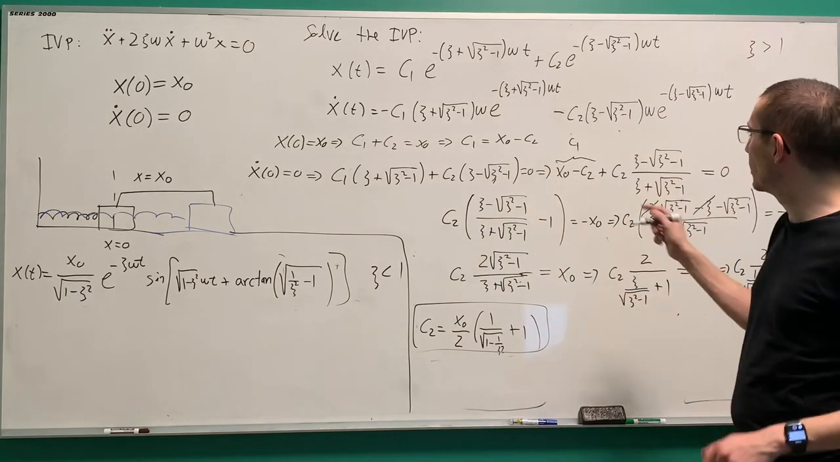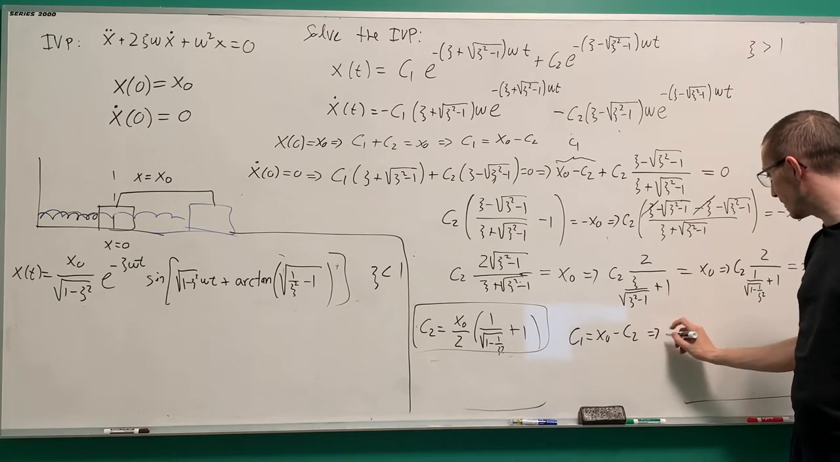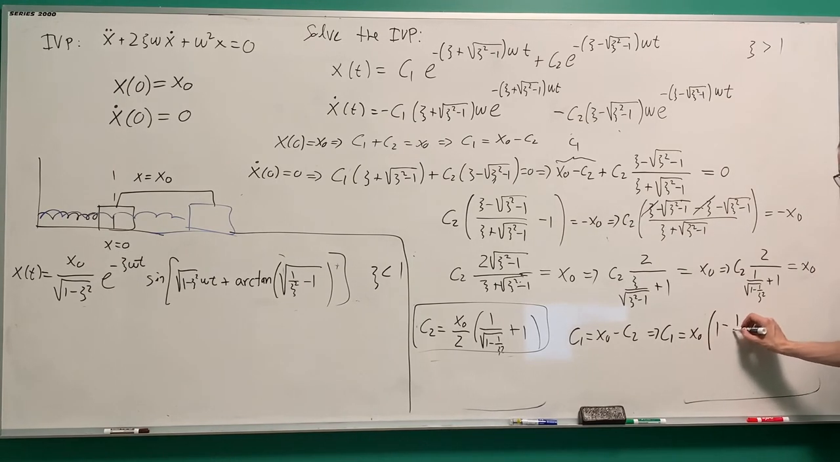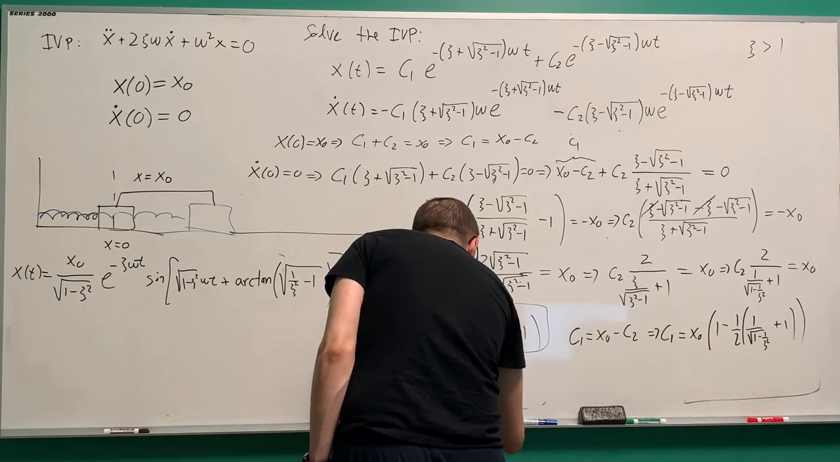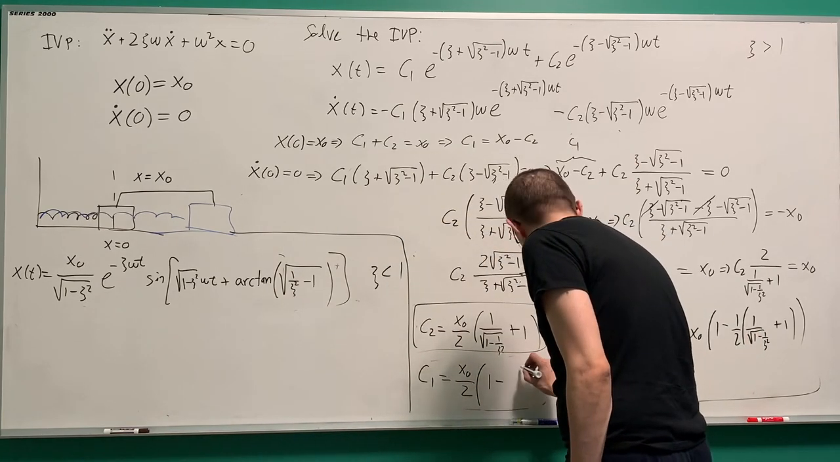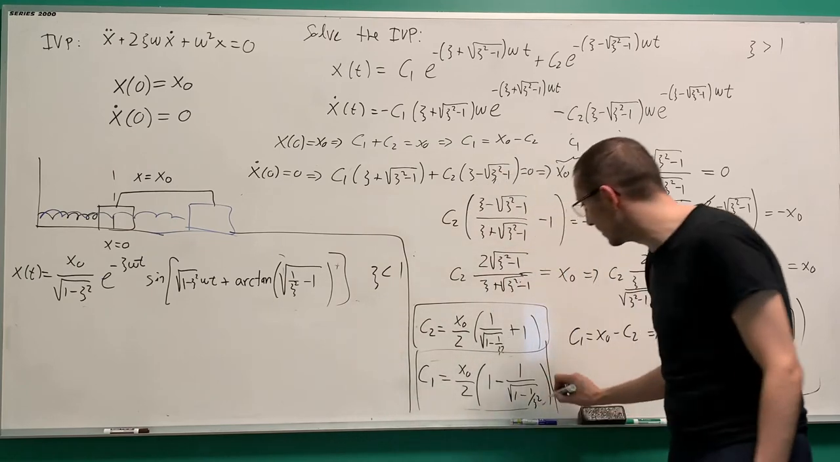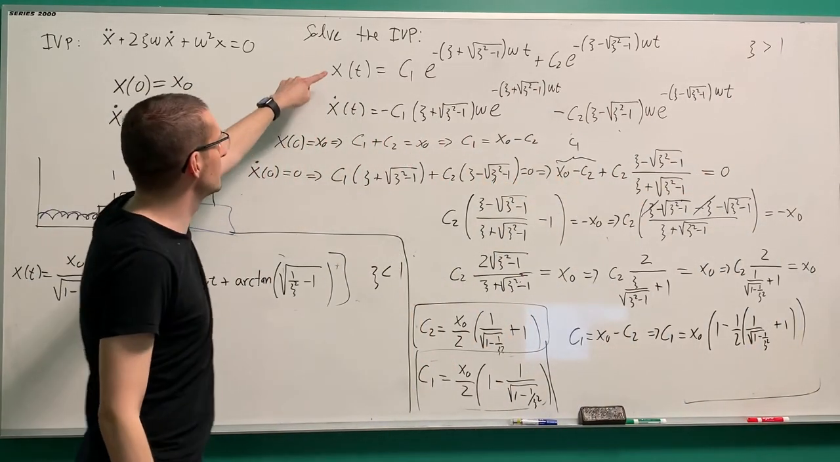And for the constant C1, it's pretty easy because we have this relationship here. C1 is equal to x0 minus C2. So we substitute it, and we get that C1 is equal to x0 common factor of 1 minus 1 half of 1 over root of 1 minus 1 over psi squared, plus 1. Now, the 1 minus 1 half gives me positive 1 half, and I can take the one half factor out. So I get that C1 is going to be equal to x0 divided by 2, and then I get 1 minus 1 over root of 1 minus 1 over psi squared. All right, and that is the constant C1. So with the two constants, we can write the particular solution. This is the general solution of the problem.